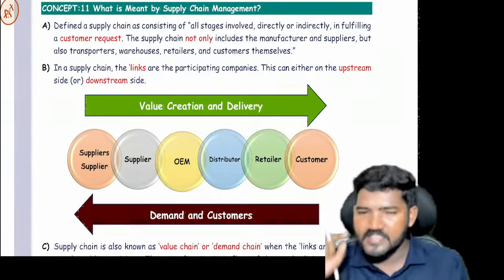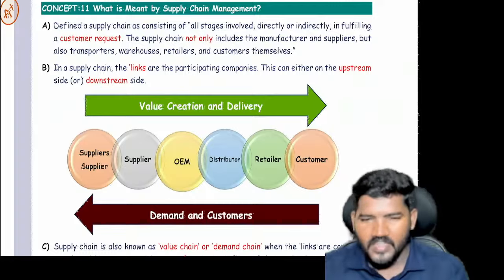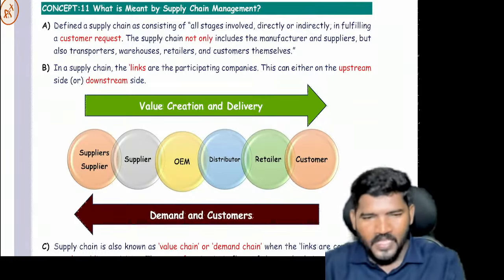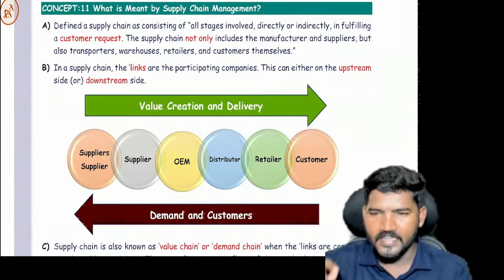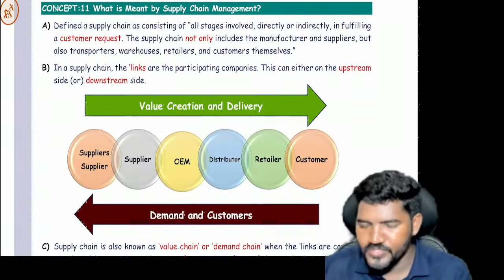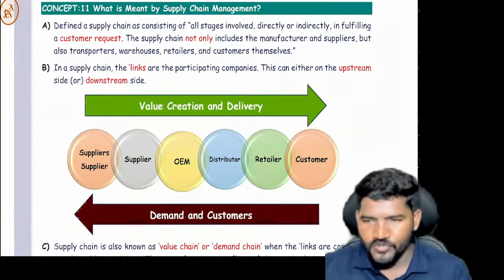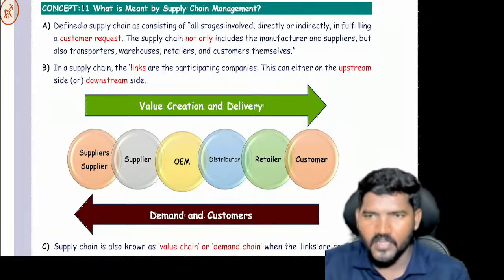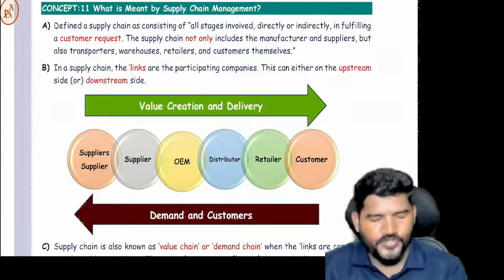A retailer will sell. The retailer is not a manufacturer. He purchases goods from a dealer, also known as a distributor. A distributor is also not producing goods. He purchases goods from a wholesaler. The wholesaler as a person is also not producing goods.